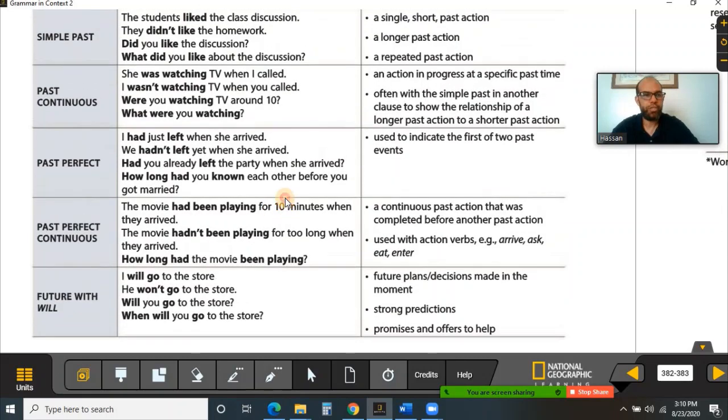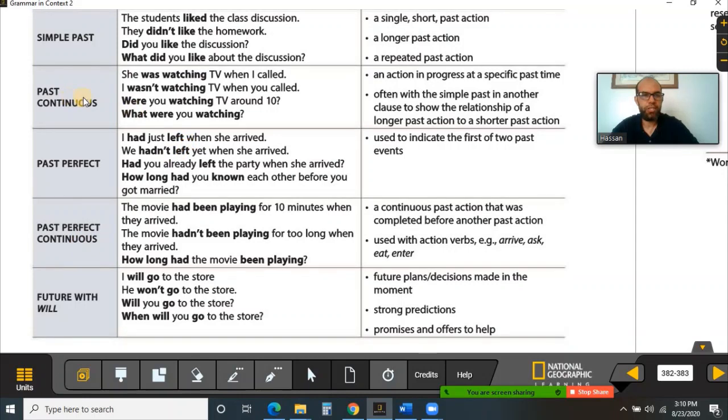Now, a very good question here. What should be the difference between the past perfect continuous and just the past continuous? Two actions: one long plus a short one in the simple past. She was watching TV when I called. The movie had been playing for 10 minutes when they arrived. They look the same. What is the difference? Here is a good tip.